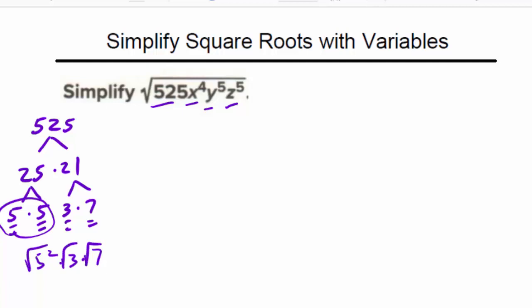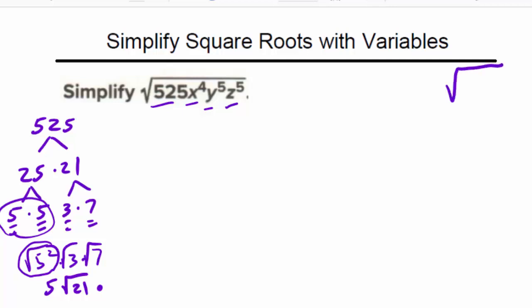So this simplifies into 5 times the square root of 21. Remember, up here, the radical undoes the power of 2, so 5 squared of 21. And I'm going to multiply that with what I get from the next number. Now, something we haven't talked about yet is variables with exponents. So I'm going to do an example over here.